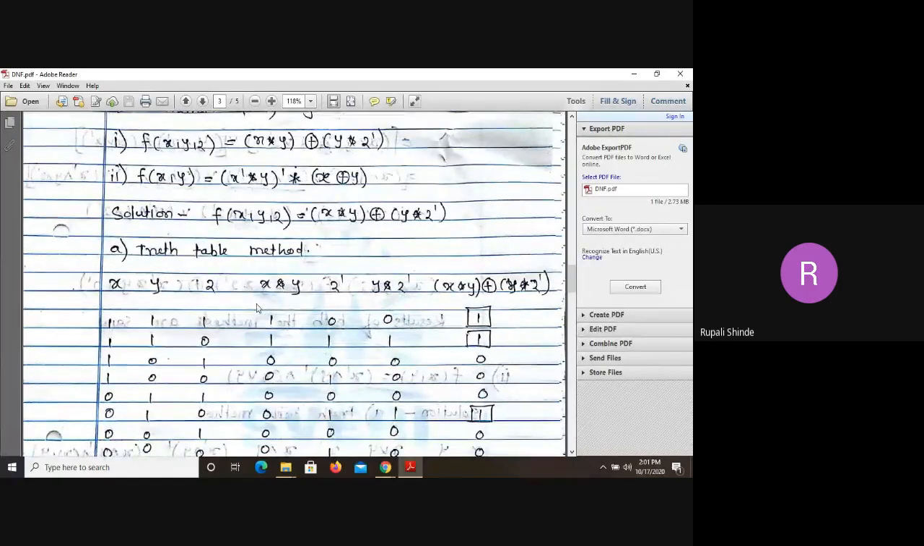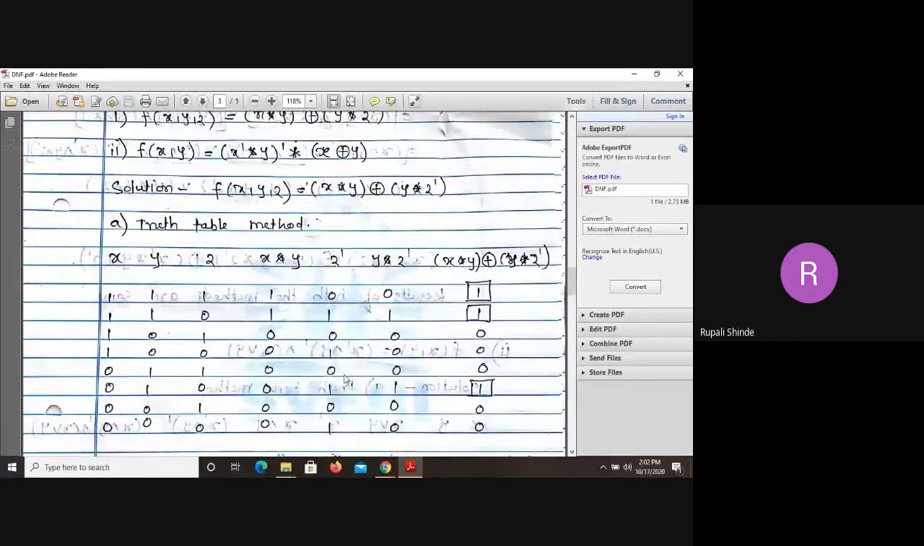So here we have found the value for x star y. Now check here. Again there is one term, z complement. So we have to find z complement. So apply complement on this column. So 1 becomes 0, 0 becomes 1. 1 becomes 0, 0 becomes 1. So likewise wherever 1 is there, we have to replace it by 0, and wherever 0 is there, we have to replace it by 1. So likewise, we have found z complement.